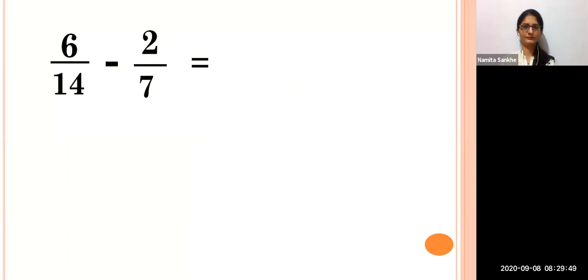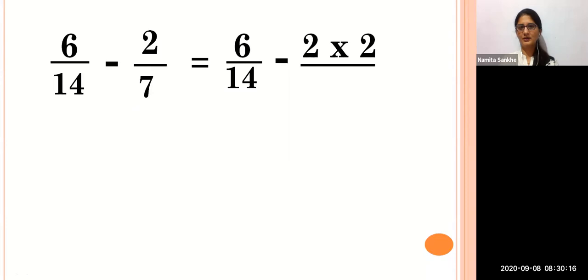Teacher, what to do with 7? But 14 comes. Yes. So 14 is a multiple of 7, right? 14 is twice 7. So we need to multiply this fraction by 2. So 6 upon 14 minus 2 into 2 upon 7 into 2. We multiplied this fraction by 2 so that we get a common denominator equal to 14. 6 upon 14 minus 2 into 2, how much?